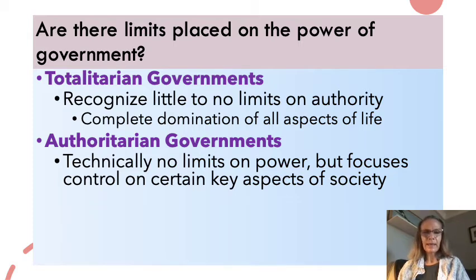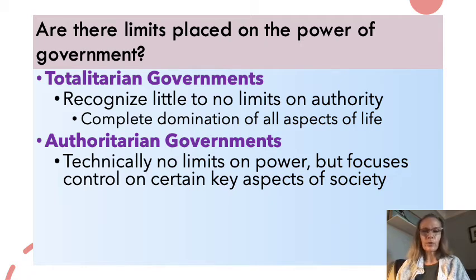Authoritarian government is similar to totalitarian government in that it technically has no limits on its power. However, it focuses its control not on complete domination of everybody who lives in a society, but on certain key aspects of society. In other words, if you are not seen as a threat to the government in an authoritarian government, you'll kind of be left alone, right? The government may not interfere with your life in a completely dominating way. However, if you're seen as a threat to that government, then the government will dominate you.